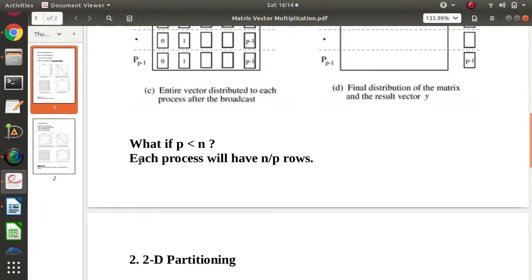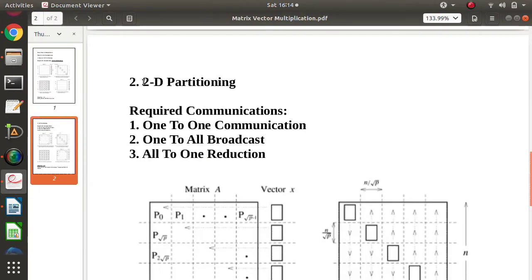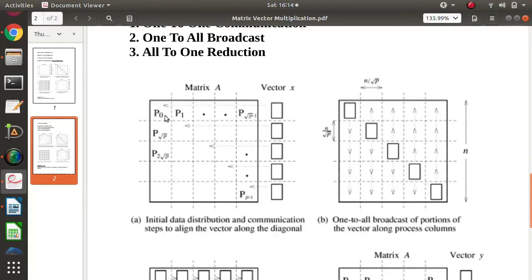In 2D partitioning, we will allocate one element to one process. So here there will be one process, here there will be one process, here there will be one process. So all these elements we are allocating to different processes. Suppose there are n rows and n columns. So the total elements will be n square elements, so in total there will be n square processes.